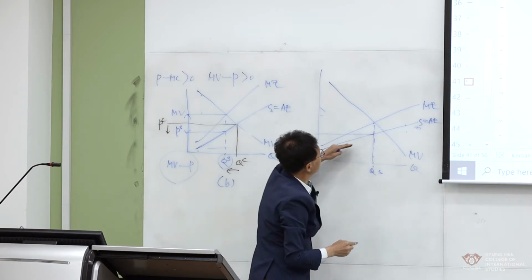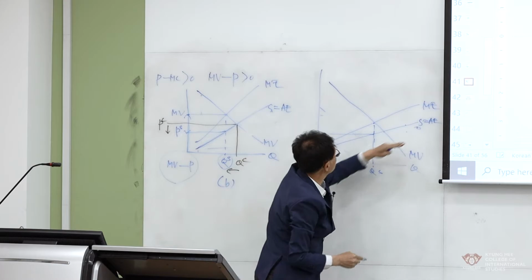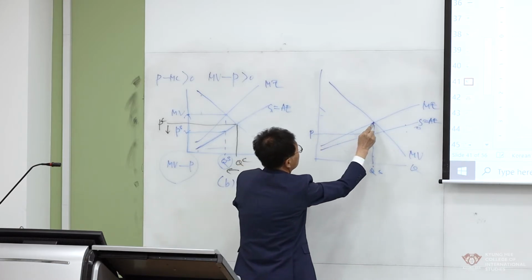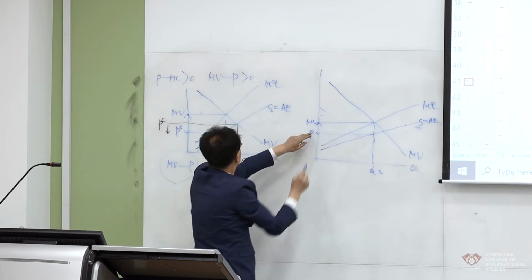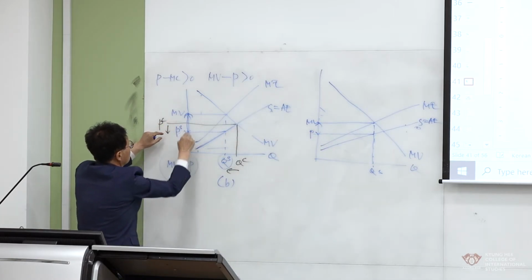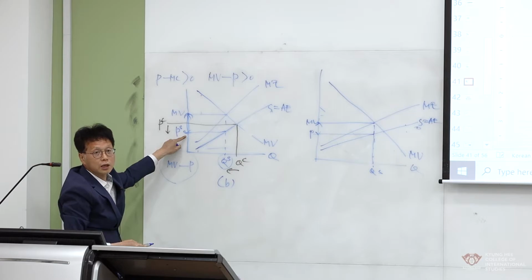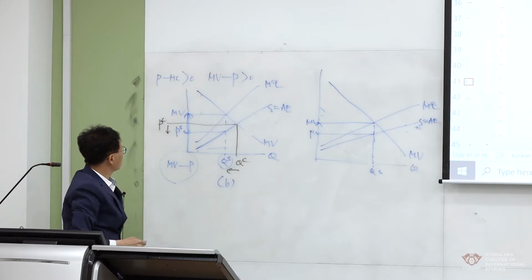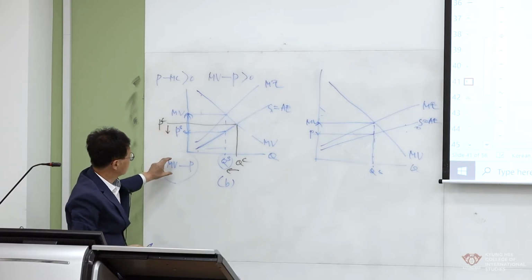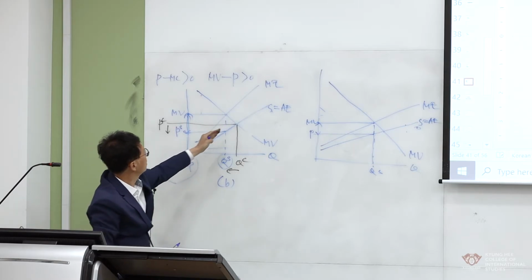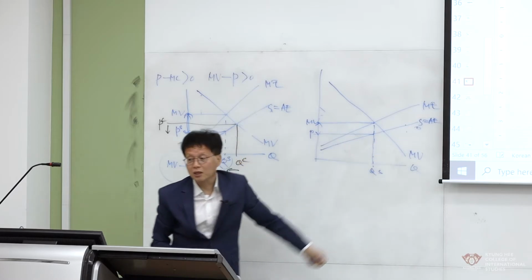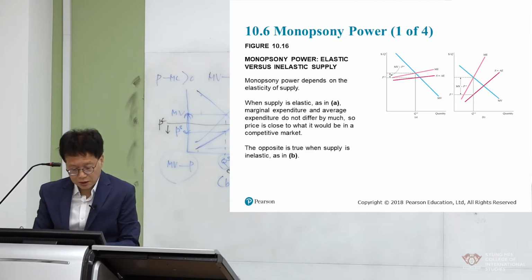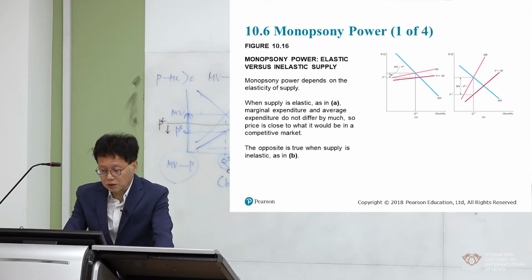And it charges the price here. Right? The price is decided on this average expenditure curve, or supply curve. That is the price and that is MV. So the gap between the two is smaller than this. Okay? So the point is that monopsonic power depends on the price elasticity of supply. Right? That is illustrated in figure 10.6.